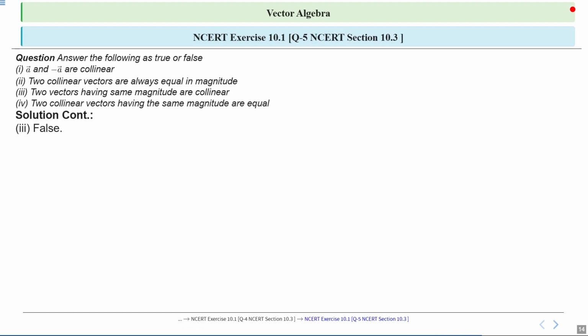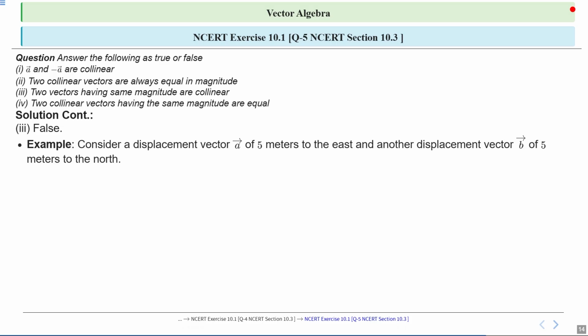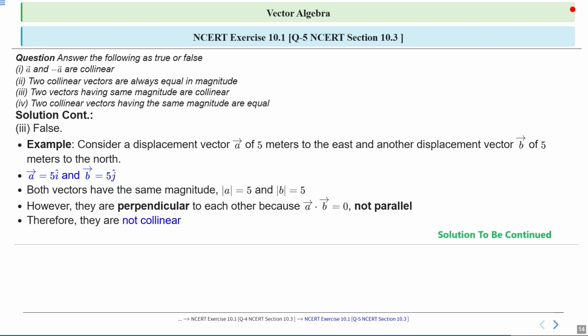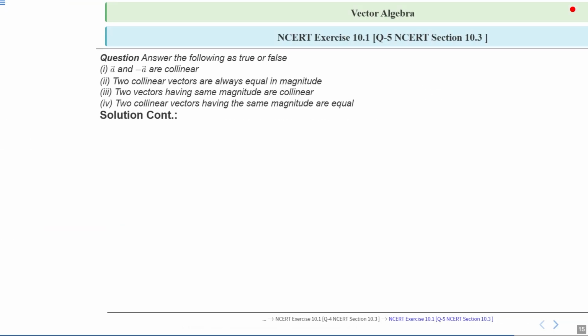Next part, third is false. Example, consider a displacement vector A vector of 5 meter to the east and another displacement vector B vector of 5 meter to the north. So A vector is equal to 5 i cap, B vector is equal to 5 j cap. Both vectors have the same magnitude, so magnitude of A vector is equal to 5 and magnitude of B vector is equal to 5. However, they are perpendicular to each other because A vector dot B vector is equal to 0, which is not parallel, right? Therefore, they are not collinear.